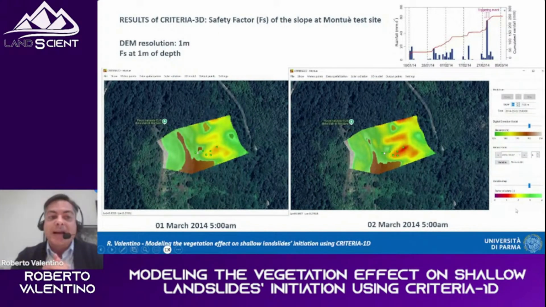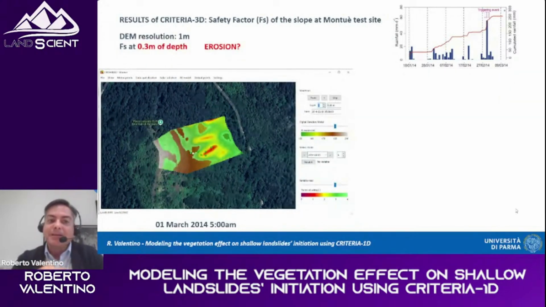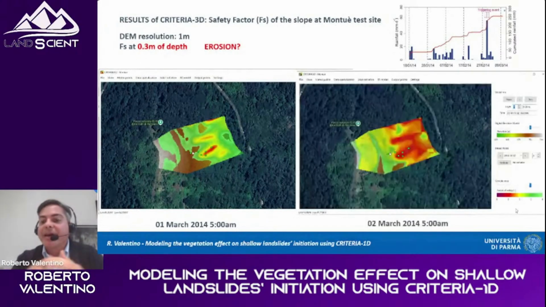This is the result of the safety factor at 1 meter of depth, but I would like to show you even another result at 30 centimeters of depth. Before the landslide, the big landslide, the observed landslide, we have this kind of result, and after the rainfall event, we have this result.